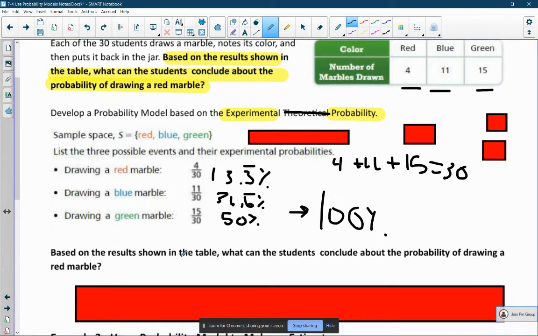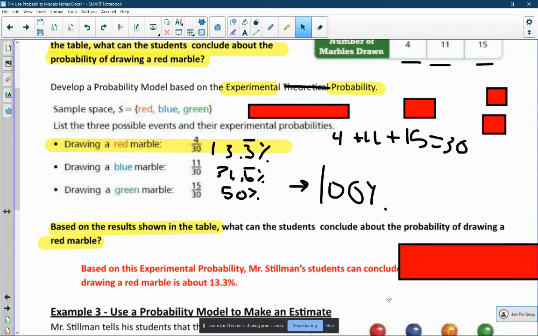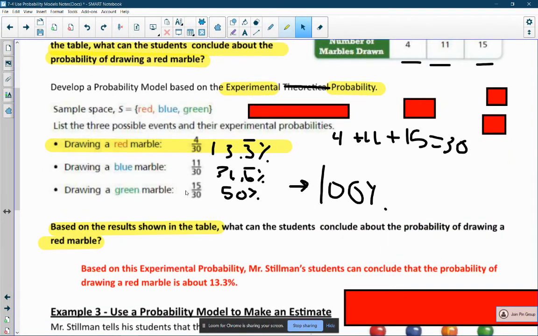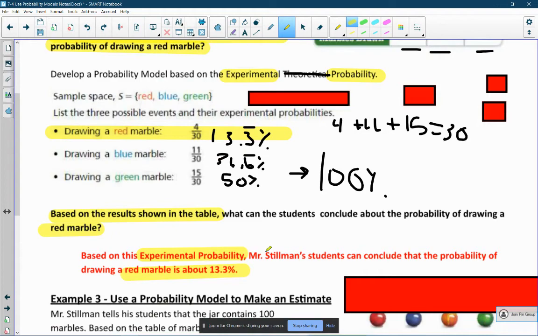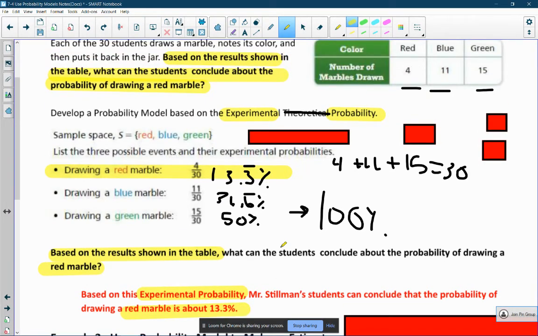Okay, now let's go back to our question. Based on the results shown in the table, so based on the experimental probability, what can students conclude about the probability of drawing a red marble? So what do we see for red? Boom, right here, 4 out of 30. So that's what we're going to say. Based on this experimental probability, Mr. Stillman's students can conclude that the probability of drawing a red marble is 13.3%. So all we've done here is use trials, experiments. We've listed a sample space. We've found the probabilities of drawing each one, and that's it. They have about a 13.3% chance of drawing that red marble.